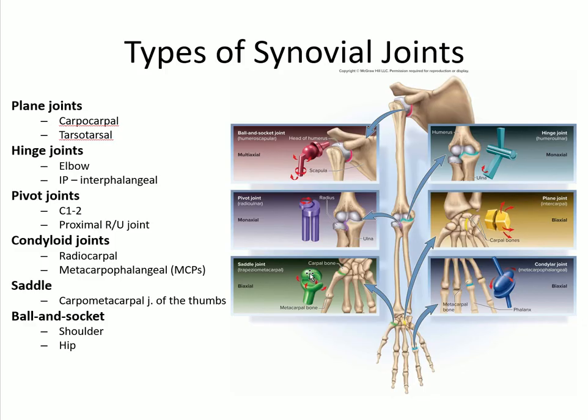Okay. And then ball and socket. That one's the easiest to remember. Most of us already know the ball and socket joints. Those are going to be the shoulder and the hip. Ball, socket. Okay.